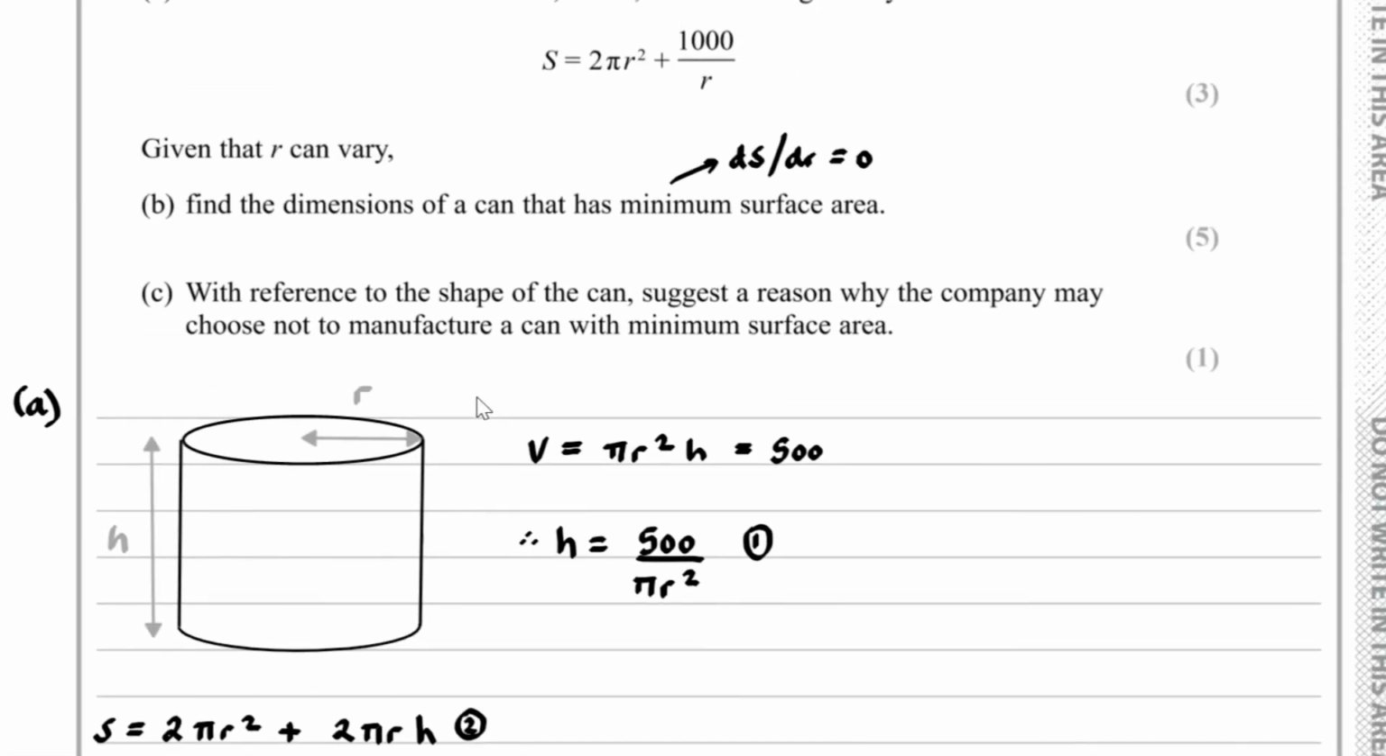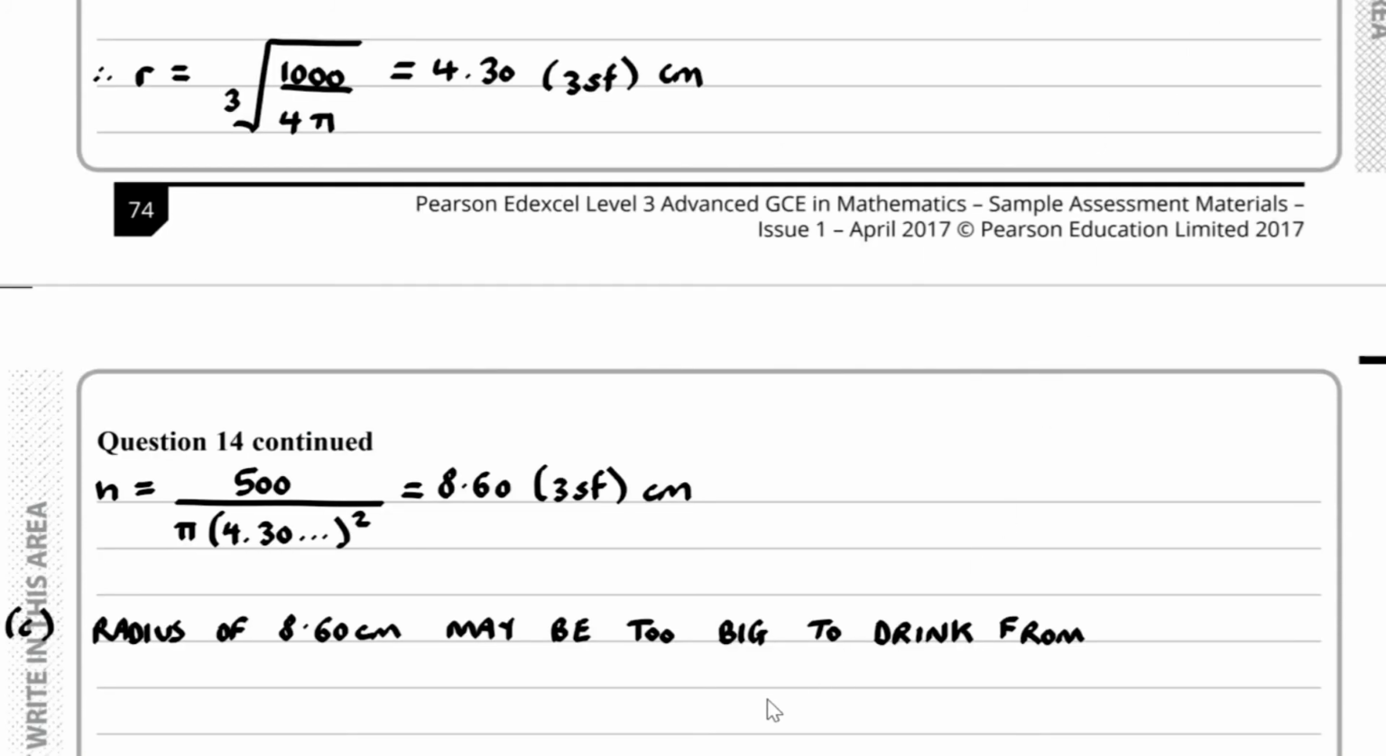Now for part C, with reference to the shape of the can, we have to suggest a reason why the company may choose not to manufacture a can with a minimum surface area. Well, possibly a radius of 8.60 centimetres may be too big to drink from.